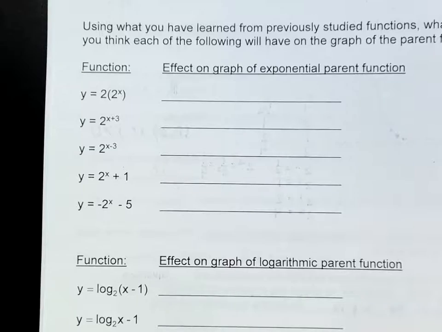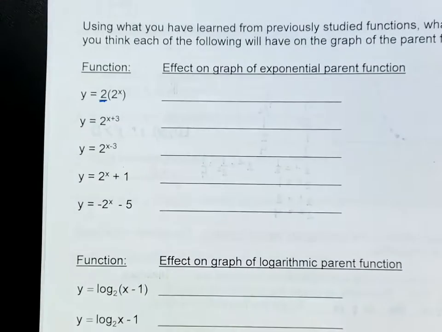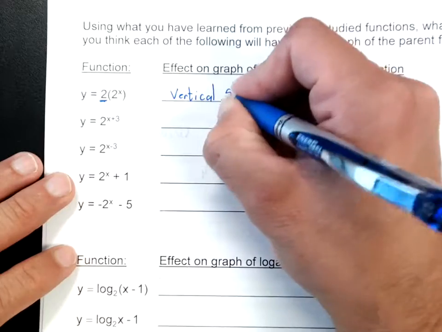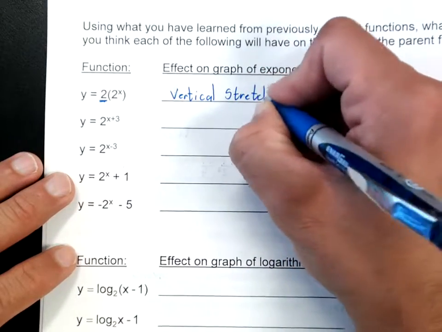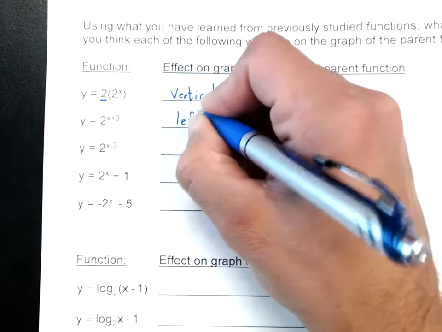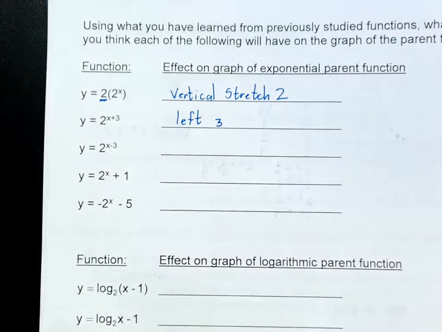Alright, according to what you remember, what happens if you have a 2 in front of the actual function? Stretch. So this is a vertical stretch. Vertical stretch. Alright. What about the second one? X plus 3. It's kind of weird, right? But if it's in the power, that's going to move it left or right. So now that we know that, is this going to be left 3 or right 3? Left 3 because x plus, correct. So if that's the case, then this one's going to be right 3.